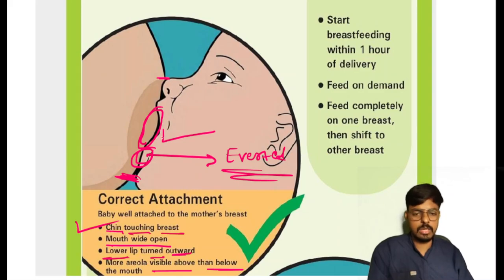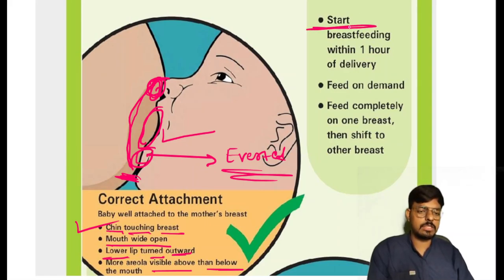Very importantly, the areola is the dark colored circle in the breast of the woman in pregnancy. So this areola should be more visible above, and it should be less visible below. That is the very important thing.